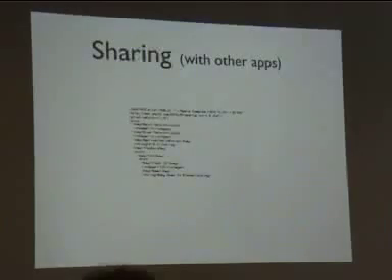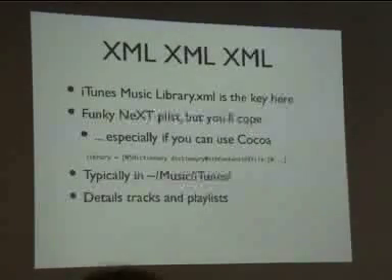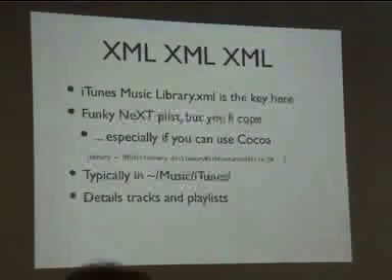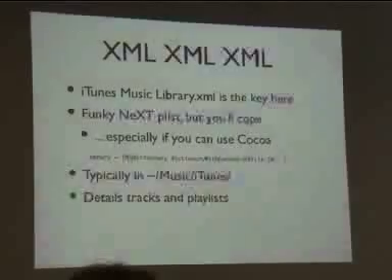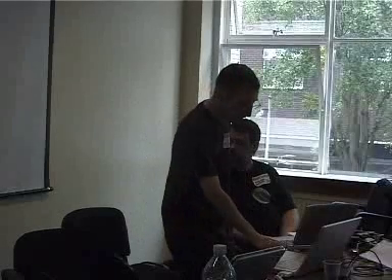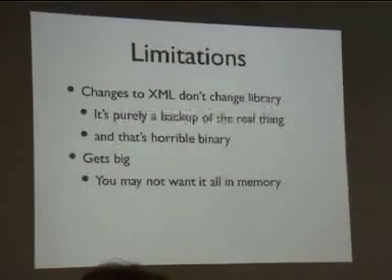And if you're on the same machine as iTunes, I'm going to have to be really quick here. You load in the big XML file called iTunes Music Library. It's usually in your home folder, in a folder called Music, iTunes. And if you're using Cocoa, it's really easy to parse. If you're not, it's a really horrible plist format, and people don't like it. But it does tell you every track and every playlist.